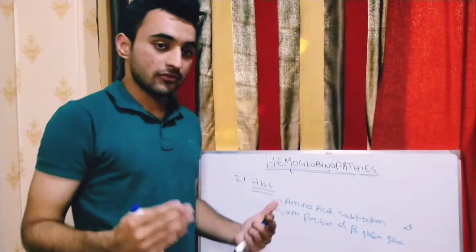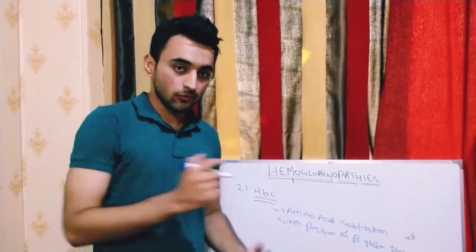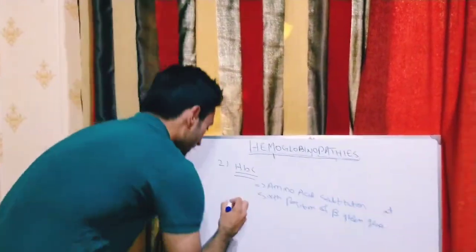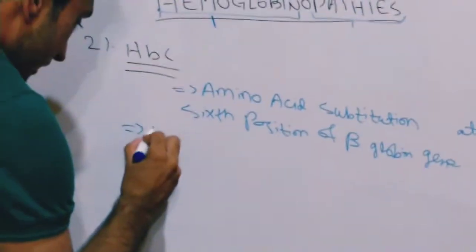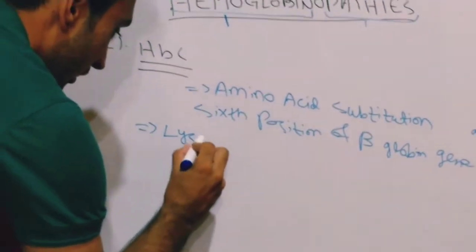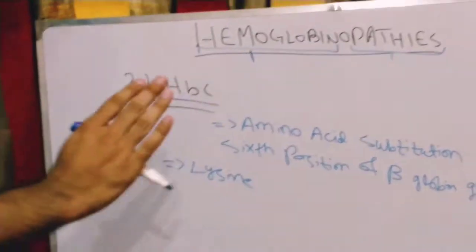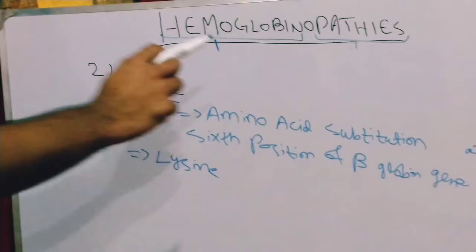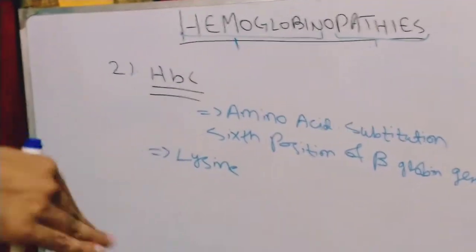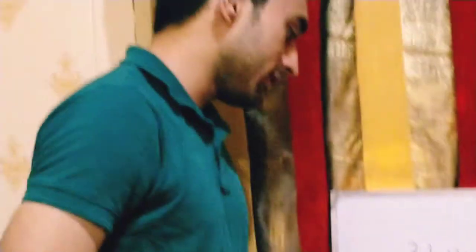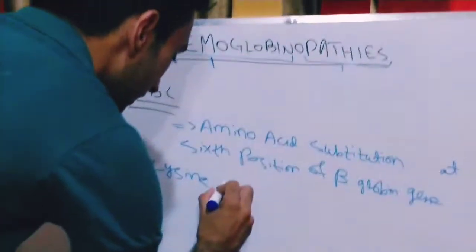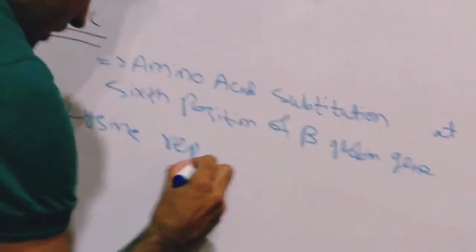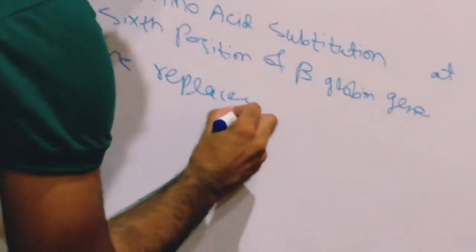Now what happens? Which amino acid is substituted? We will be discussing now. What happens is that lysine replaces the glutamic acid, which is already present in the healthy beta globin gene. But we are talking about the abnormality, we are talking about the HbC disease. So lysine replaces the glutamic acid. This is a very important point.